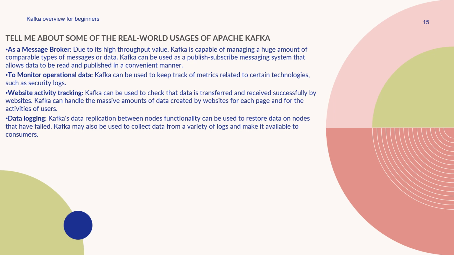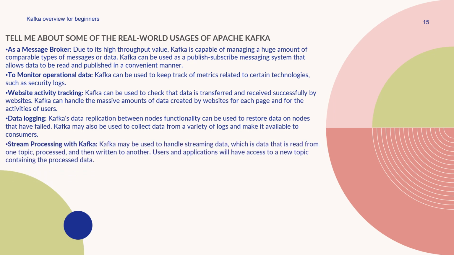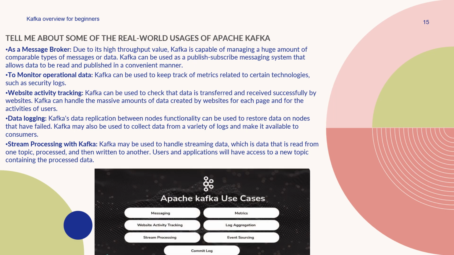Data logging: Kafka's data replication between nodes and its functionality can be used to restore data on nodes that have failed. Kafka may also be used to collect data from a variety of logs and make it available to the consumer. Stream processing with Kafka: Kafka may be used to handle streaming data, which is data read from one topic, processed, and then written to another. Users and applications will have access to a new topic containing the processed data.